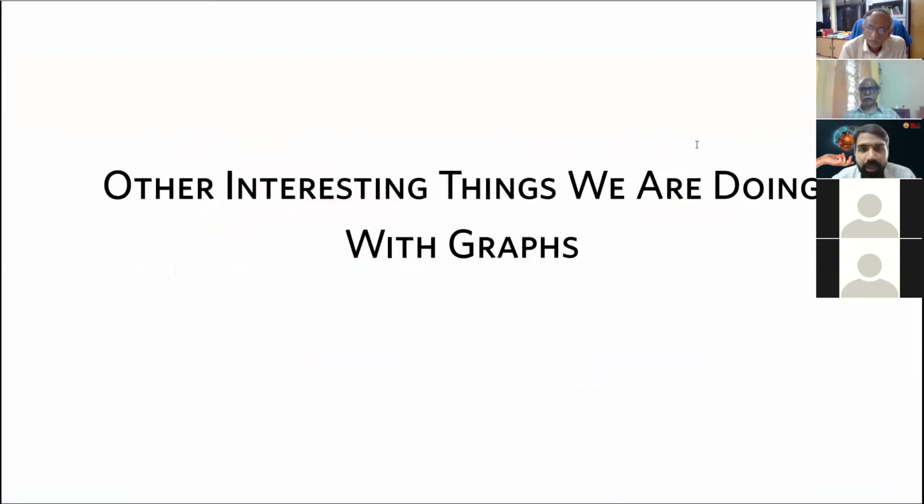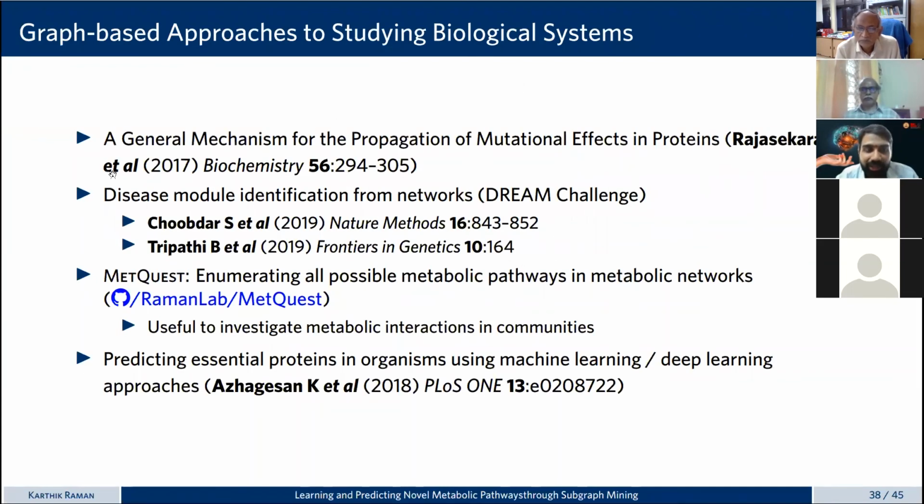So I just wanted to quickly touch upon other interesting things that we are doing with graphs, because I think there may be many people in the audience who, hopefully, have got an interest in graph theory at the end of this talk. We had a very interesting study on trying to see how mutations propagate in proteins. And it turns out graph theory can be used to study protein structures as well. And then we've done some disease identification and disease module identification in different kinds of networks. This was a particular international competition, which resulted in all the competition participants contributing their methods towards this very nice paper in Nature Methods. And we also had our method described in detail in this particular paper.